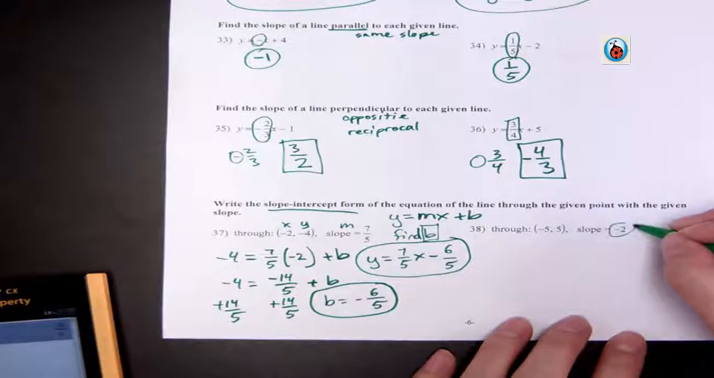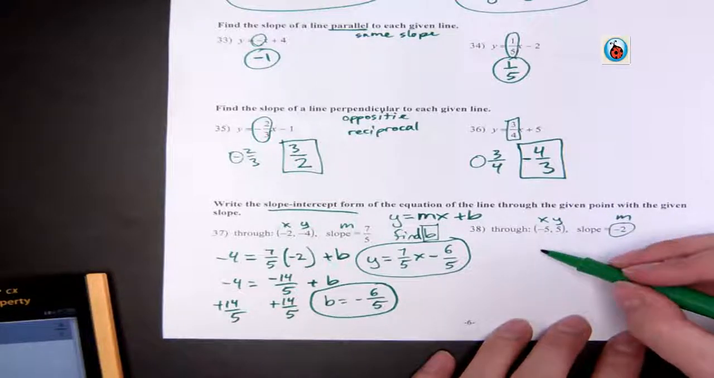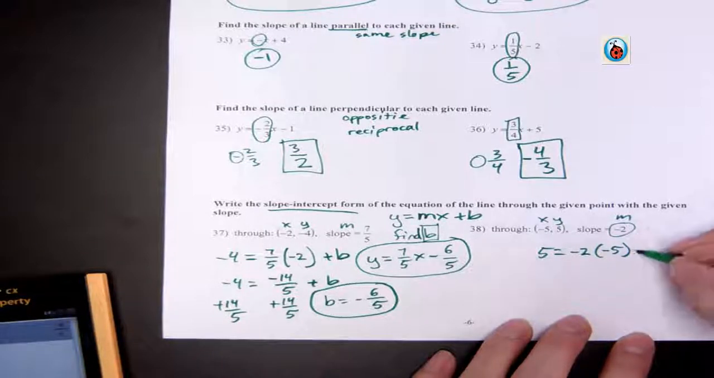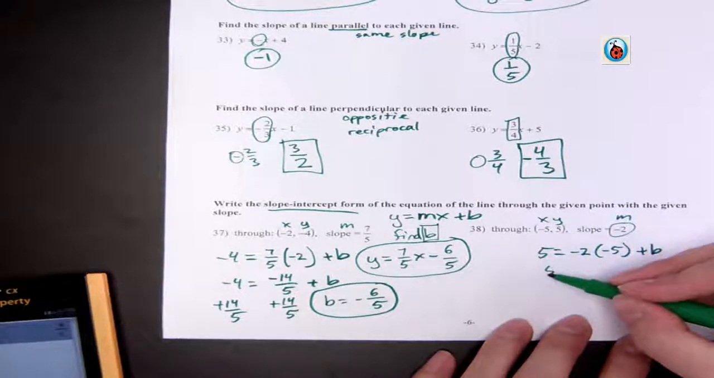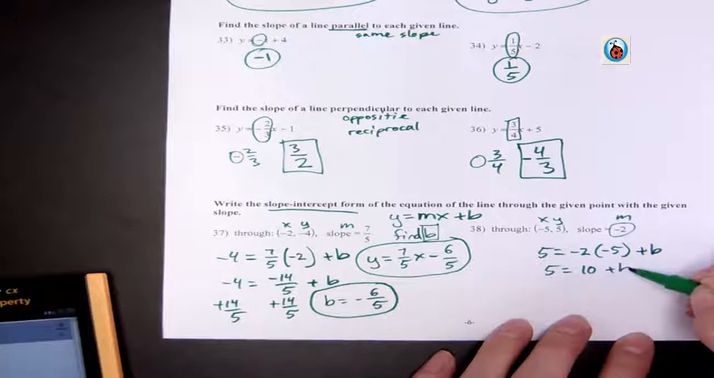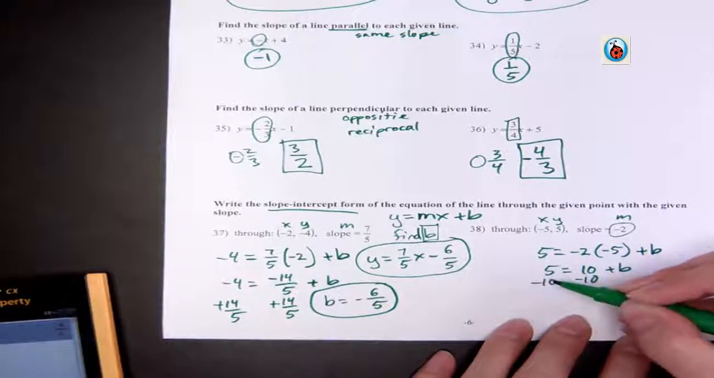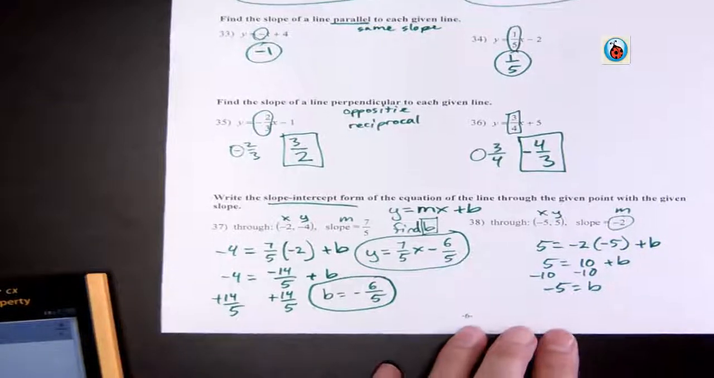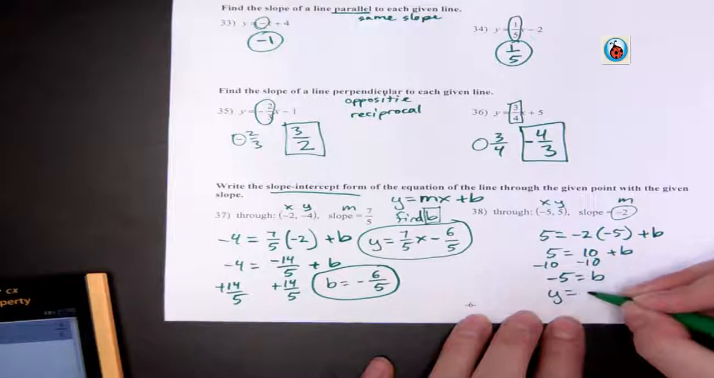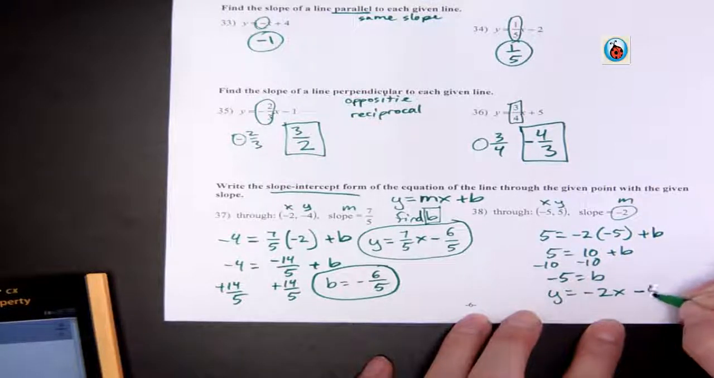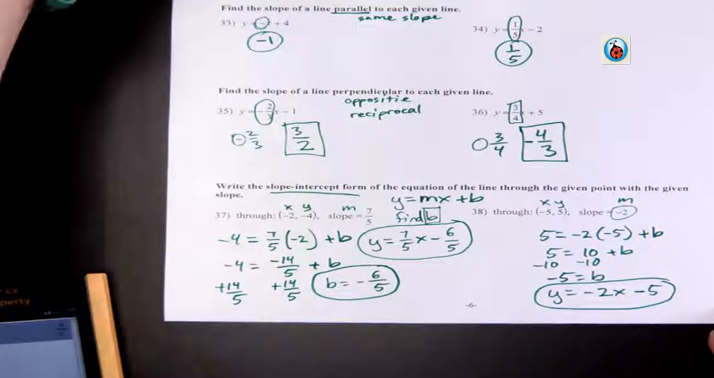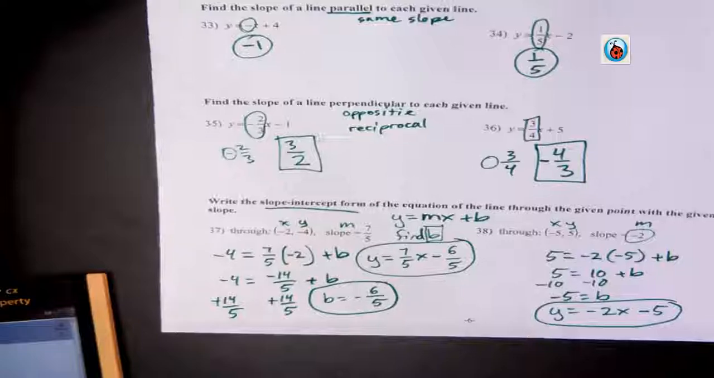Alright, our next one, our slope is -2, so that's my x, y, and m. And so that gives me 5 equals -2 times -5 plus b. So 5 equals 10 plus b, minus 10 gives me -5 equals b. And then my answer is just y equals -2x minus 5. Nice and simple. Solve it out, plug it back in.